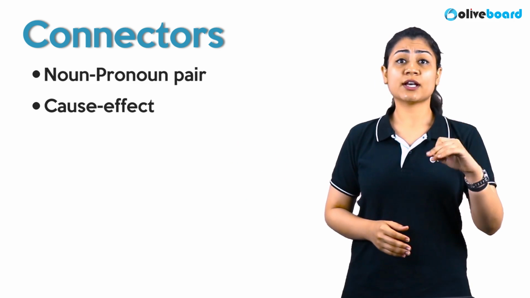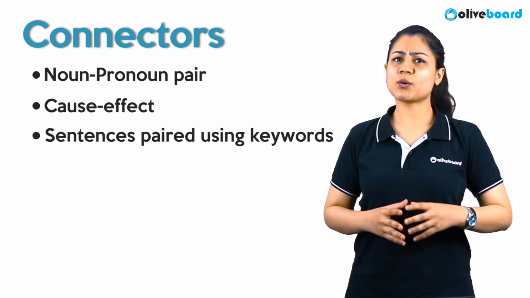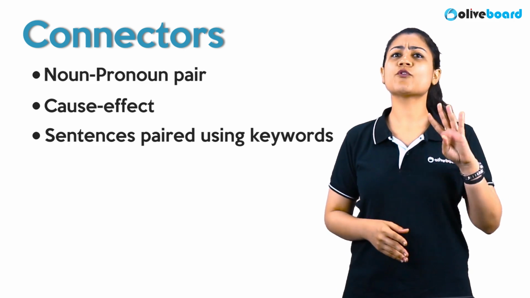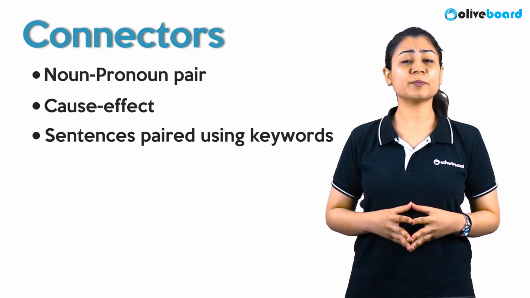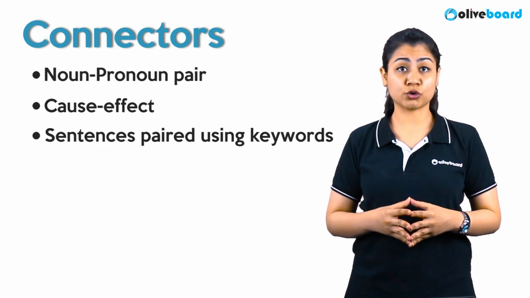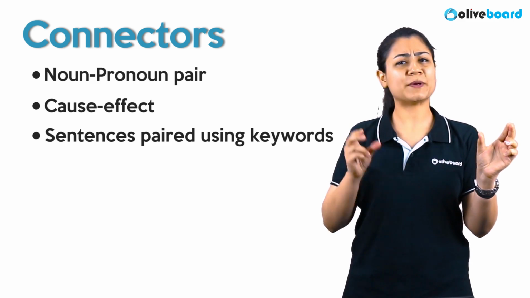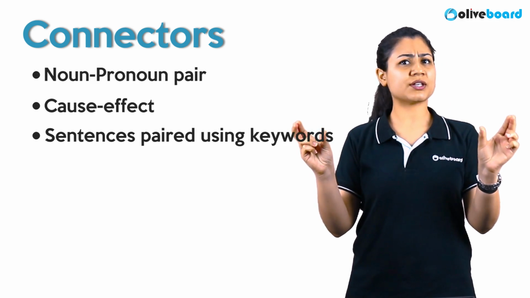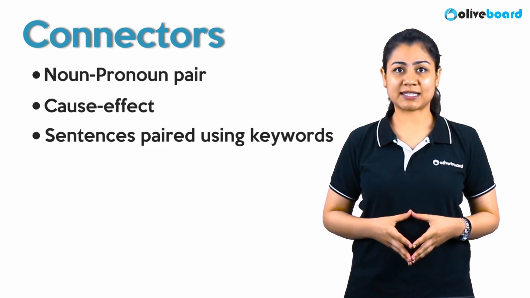The third one is where sentences are paired using keywords. अब इसको ऐसे समझते हैं. Let us say we have 4 statements. 2 of them talk about coal and 2 of them talk about petroleum. Then definitely the 2 statements that talk about coal will come together and the 2 statements that talk about petroleum will come together. So you see how coal acted as a keyword and petroleum acted as a keyword.